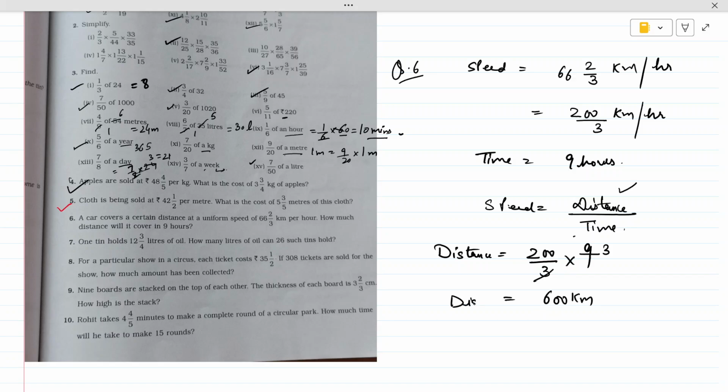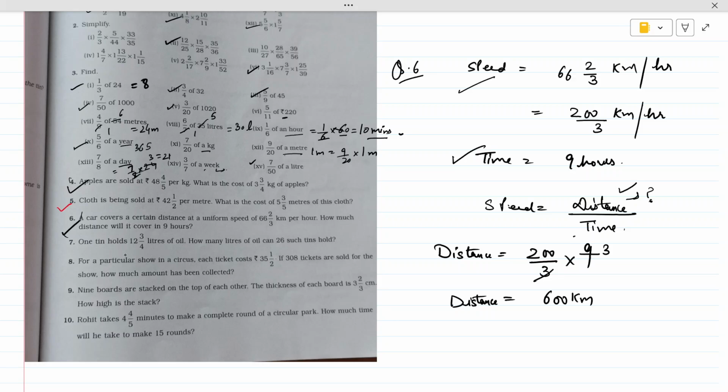Kids, I hope it is clear what we have done. Speed is given to us, time is given to us, and distance is asked from us. We know the formula speed is distance by time. So we multiplied the two and got the distance here.